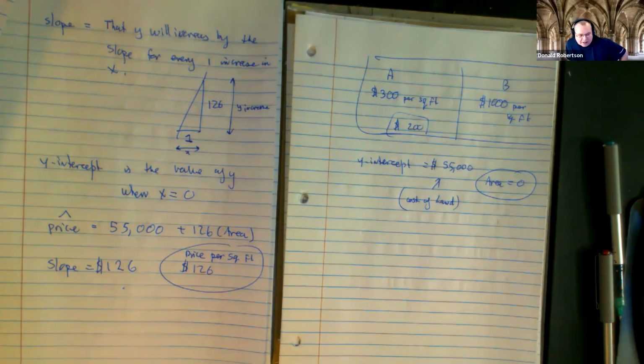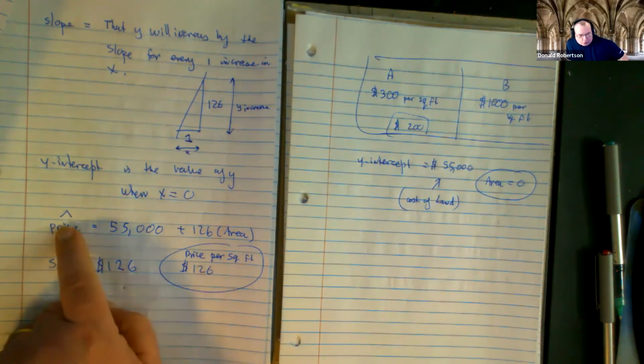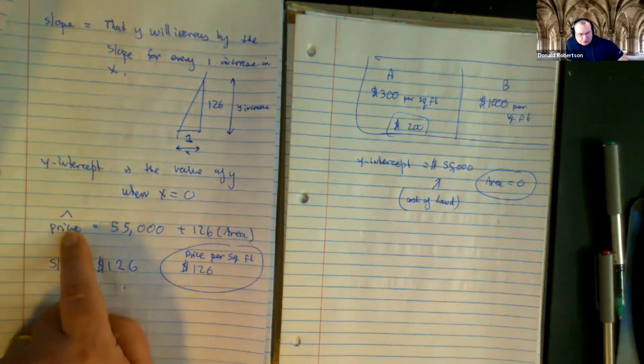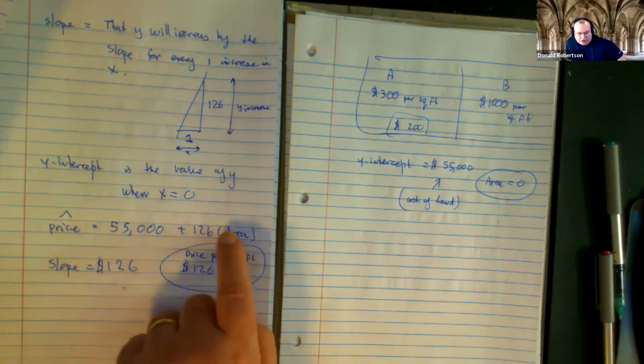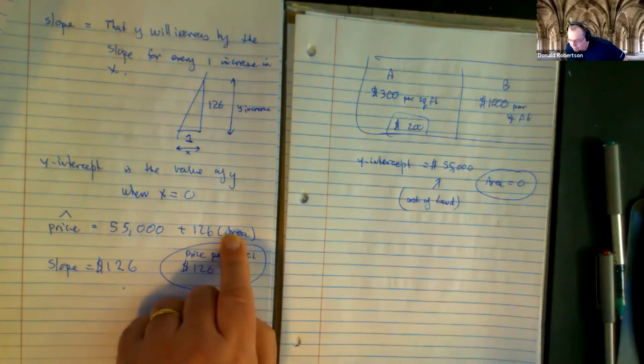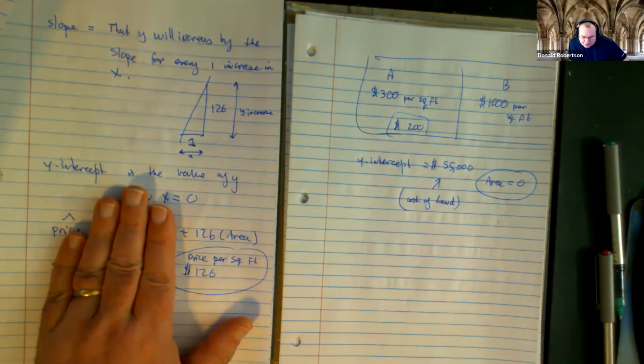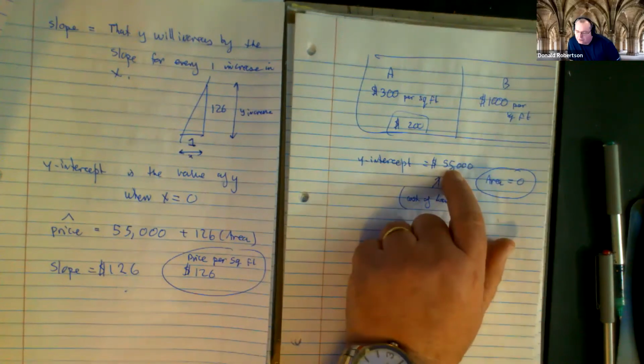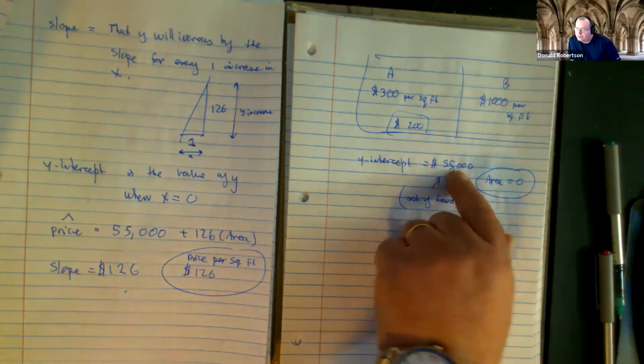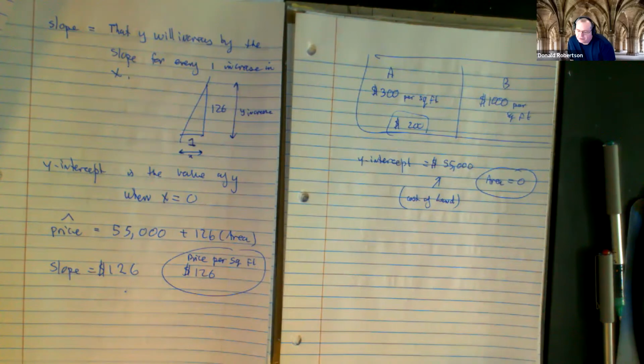So we can get an awful lot out of this formula. Not only can we use it to predict how much a particular house would sell for, or how much it would cost to buy a 2,000 square foot house. Don't I know that the price per square foot is $126? And then don't I also know that, in this case, because it's the y-intercept, that the land is probably going to cost you, for a plot of land, $55,000?